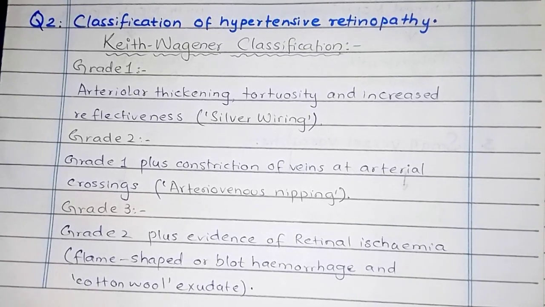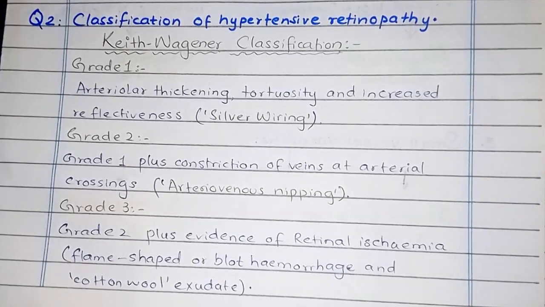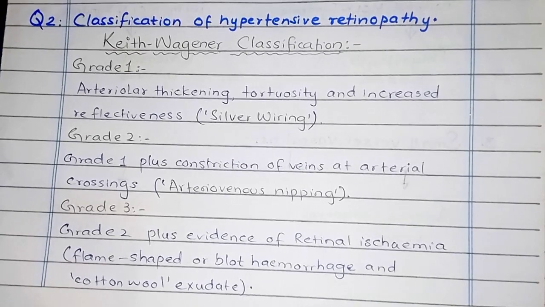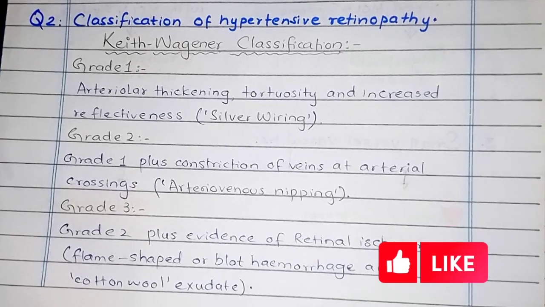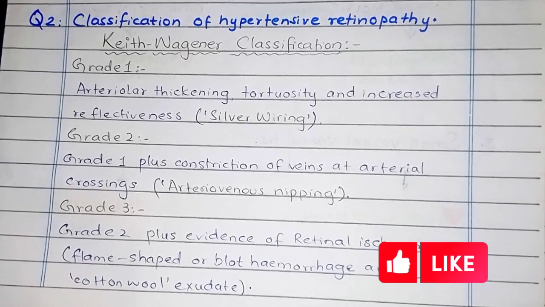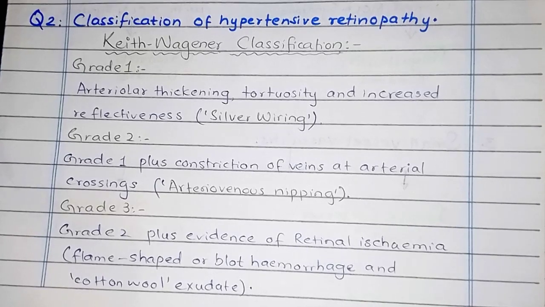In this video, we are going to discuss the classification of hypertensive retinopathy. So basically, what is hypertensive retinopathy? It is a condition that occurs due to long-standing high blood pressure, that is hypertension, which affects the blood vessels in the retina, that is the light-sensitive layer at the back of the eye.